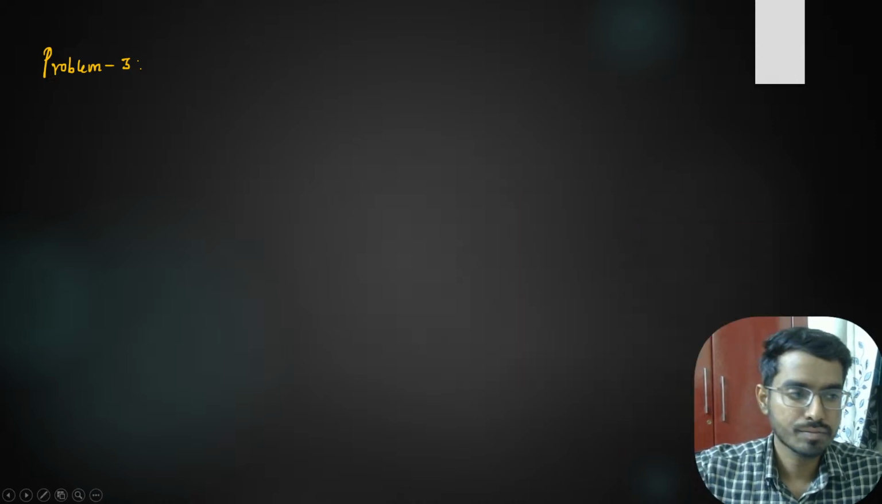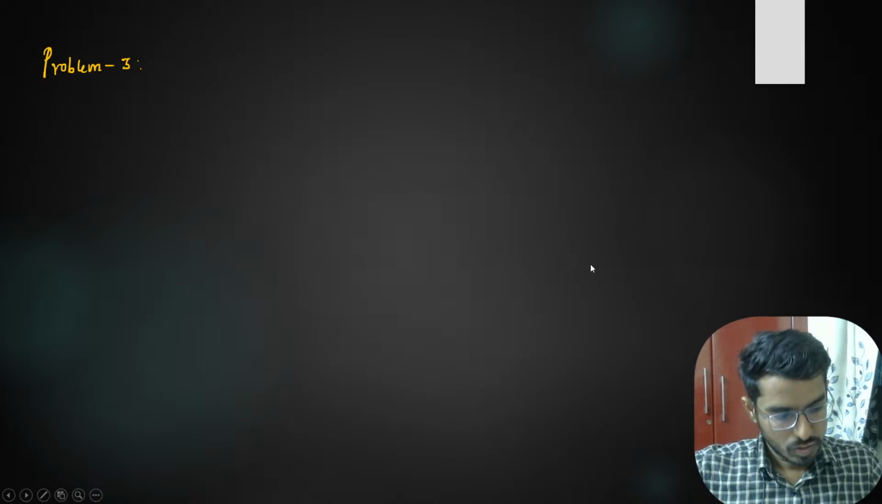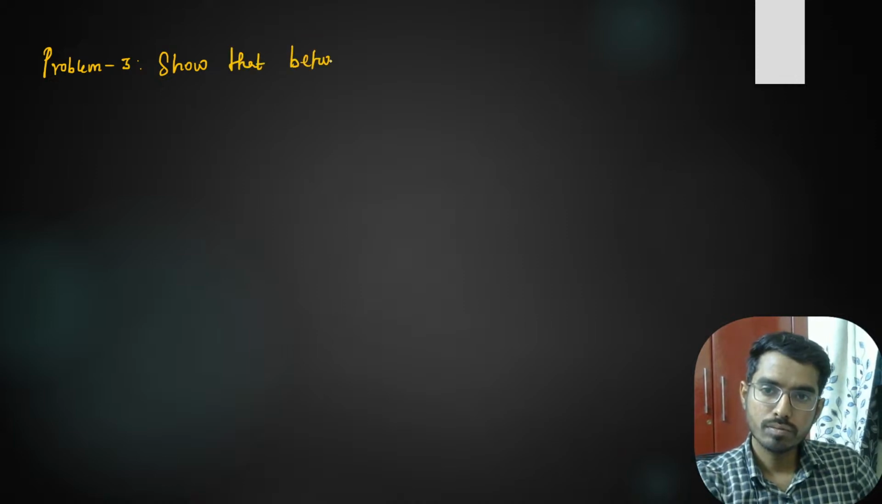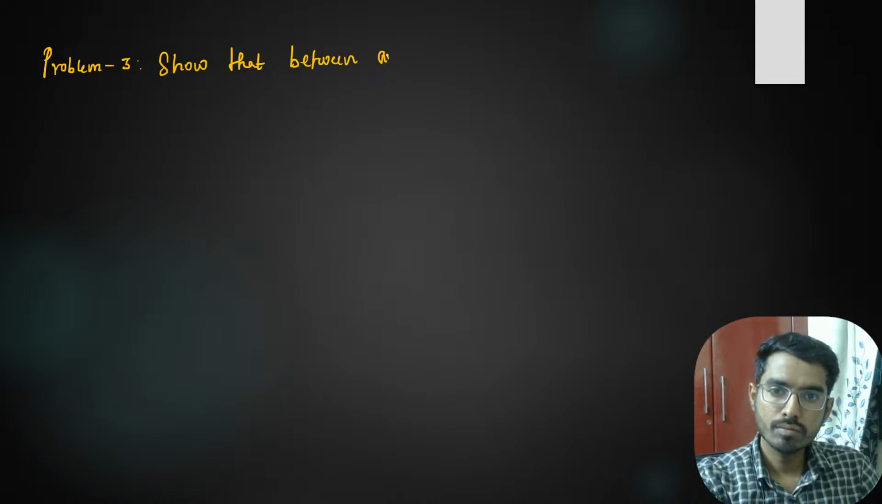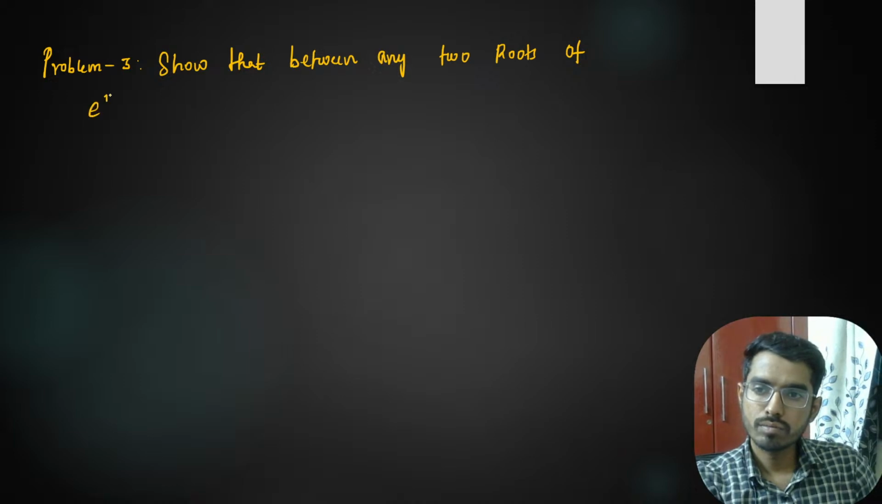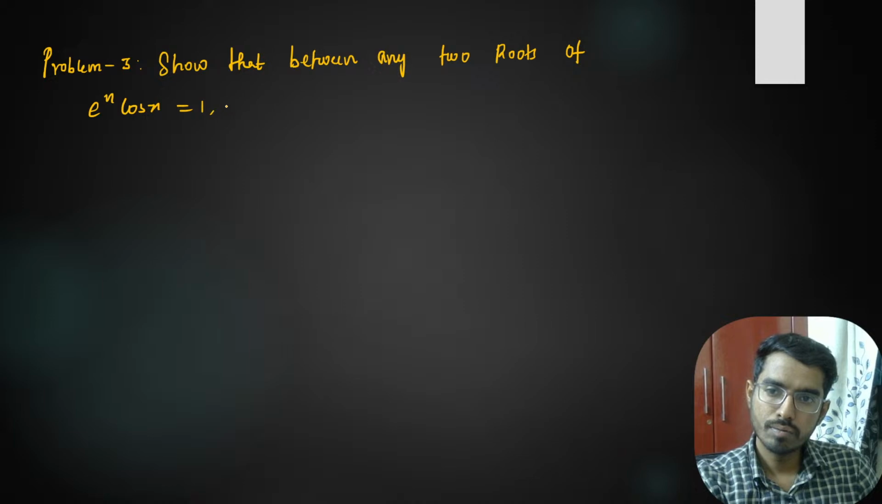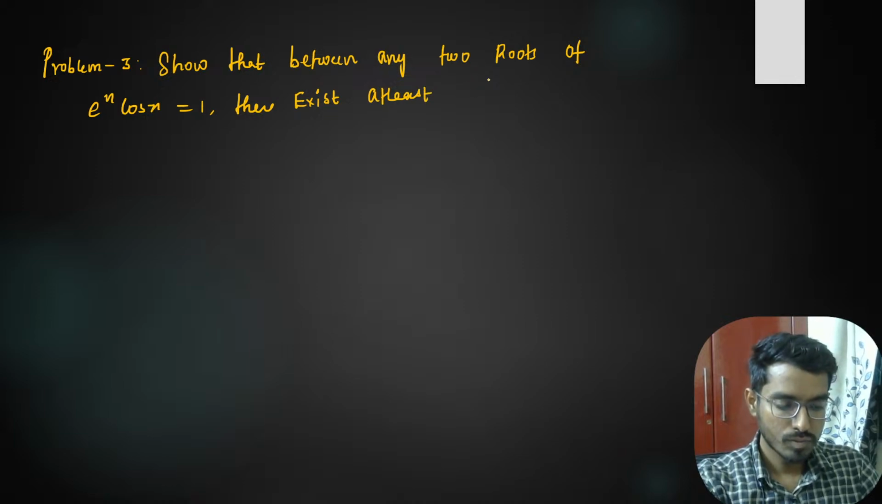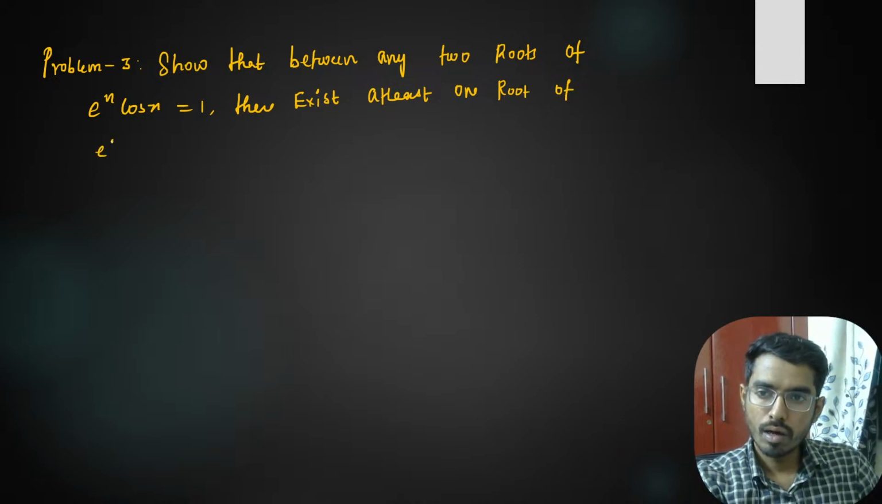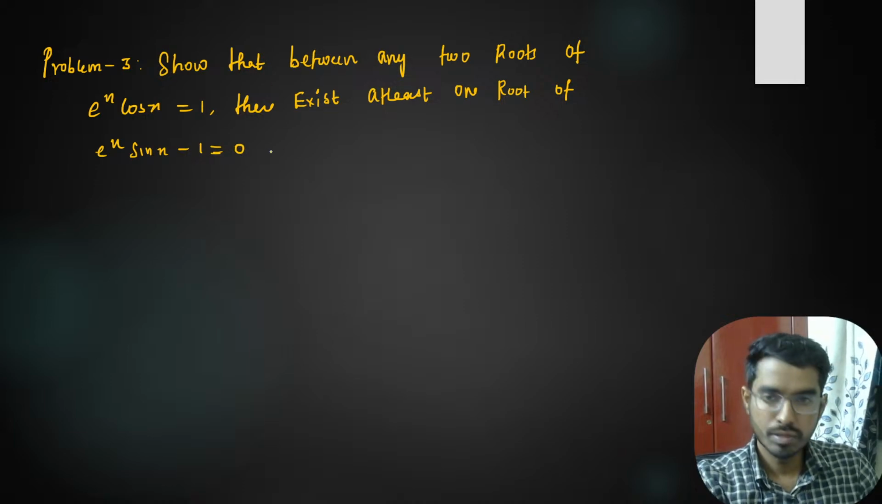We'll move on to problem number 3. Show that between any two roots of e power x cos x equal to 1, there exists at least one root of e power x sin x minus 1 equal to 0.